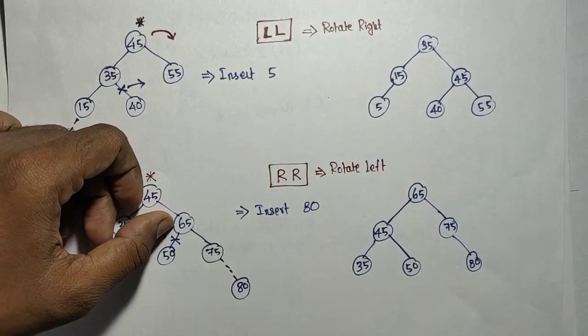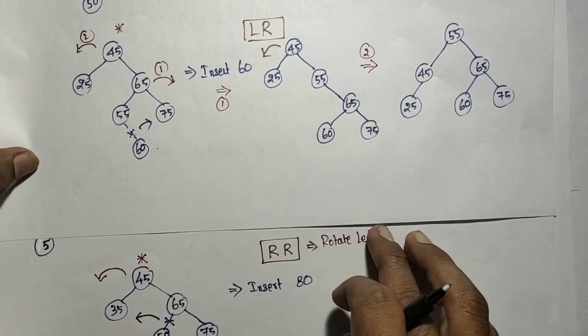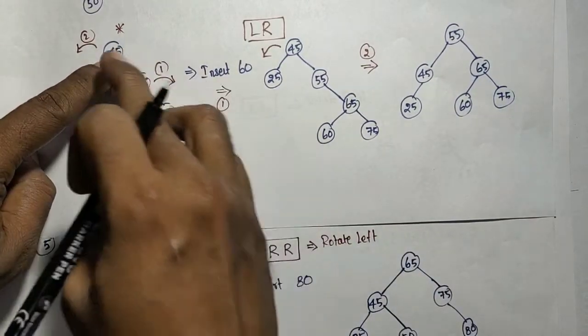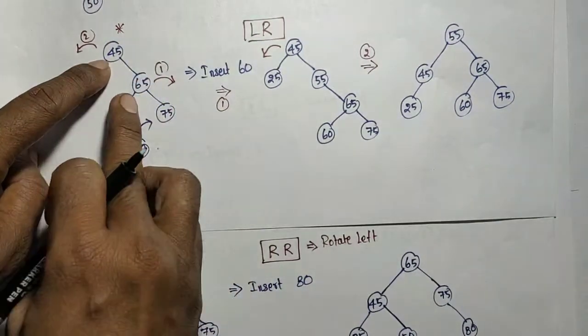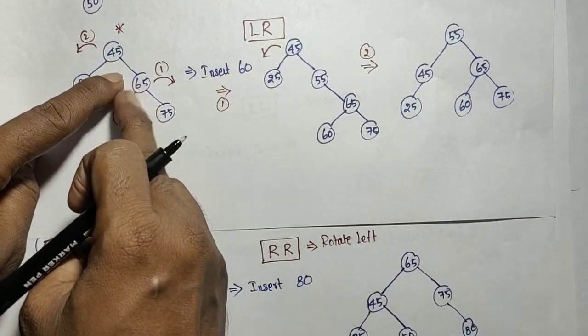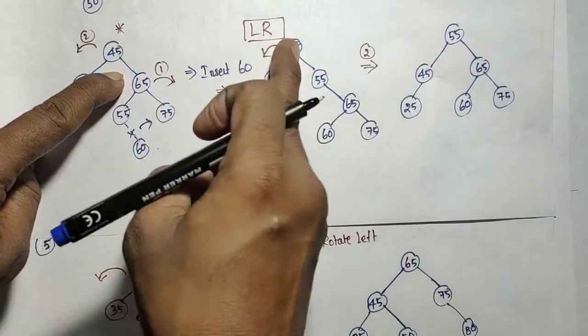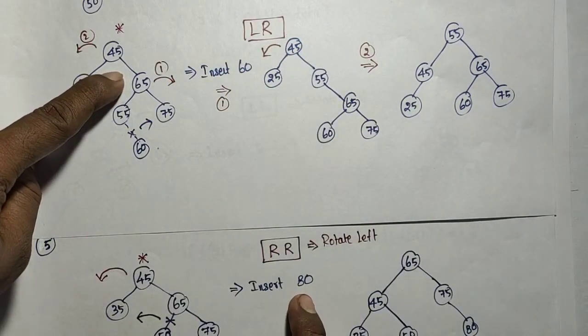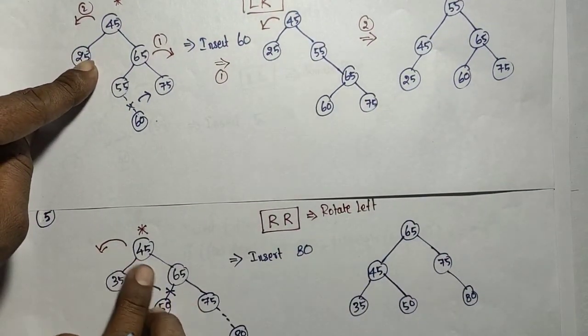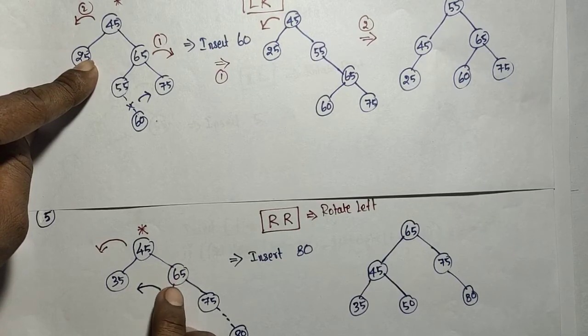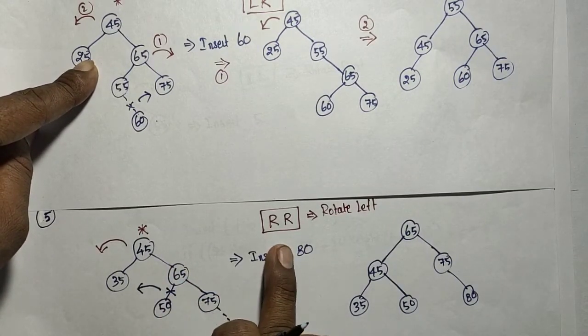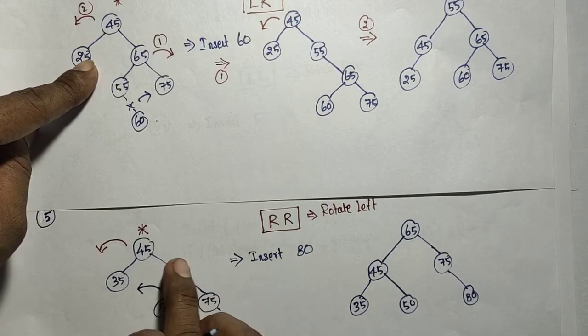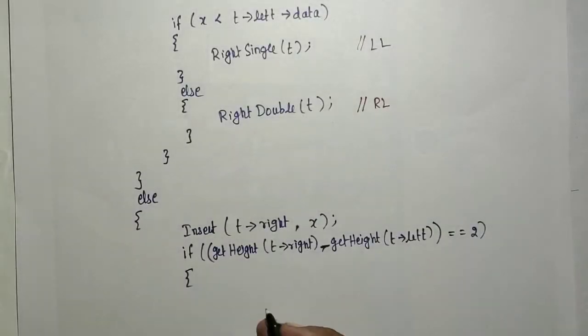There are two cases again. If it is 60, it is greater than 45, but it will be inserted on the left side of the right. For 80, greater than 45, that is a right side, but it is the right of the right side. Okay, so there is a rotation. So this x has to be compared with the right data inside that.